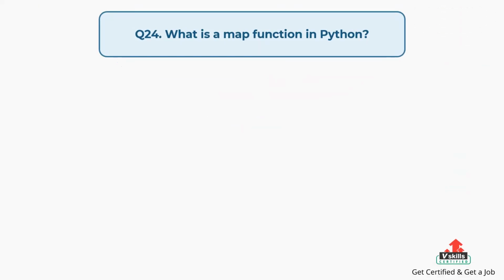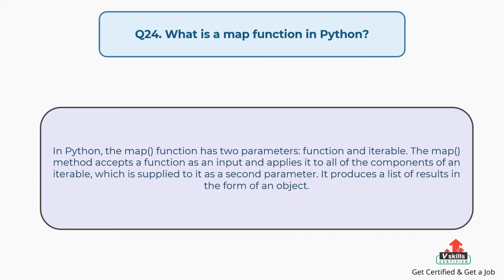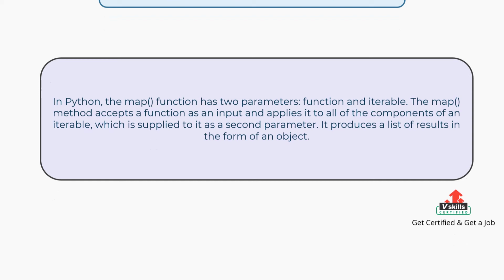Question number 24. What is a map function in Python? The answer is: in Python, the map function has two parameters: function and iterable. The map method accepts a function as an input and applies it to all of the components of an iterable, which is supplied to it as a second parameter. It produces a list of results in the form of an object.